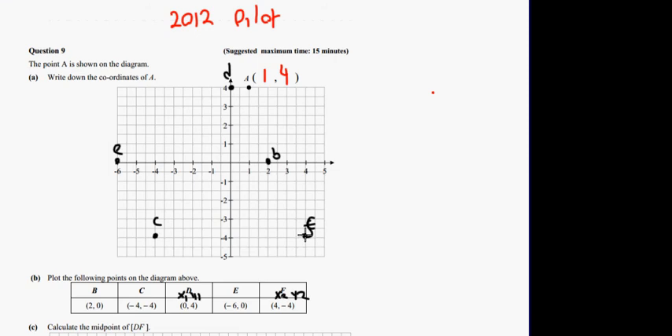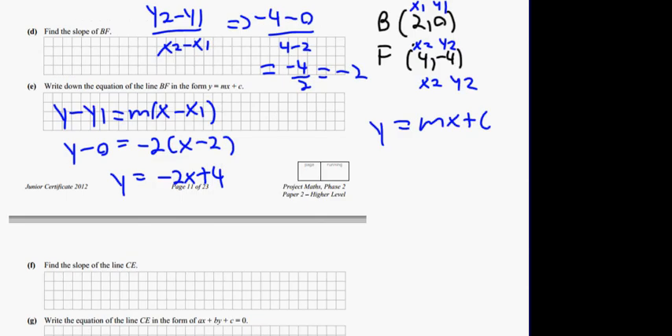Also, what else does that mean? It also means that F, B and D are on the same line. So you find out lots of things by doing a bit of drawing. Okay? So we could have said c equals 4, m equals minus 2, and we could have just said y equals minus 2x plus 4, instead of doing the original way.